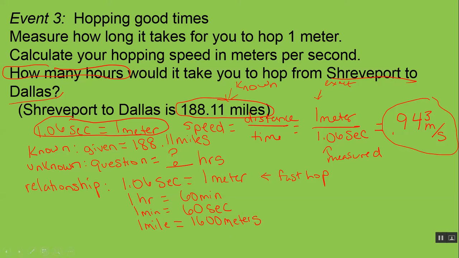Alright, so those are our relationships, right? Notice that we've got miles and meters. Notice we've got hours and minutes. We've got minutes and seconds. So we're going to have some relationships that are going to allow us to get from miles, which is what we know, into hours, which is what we don't know.